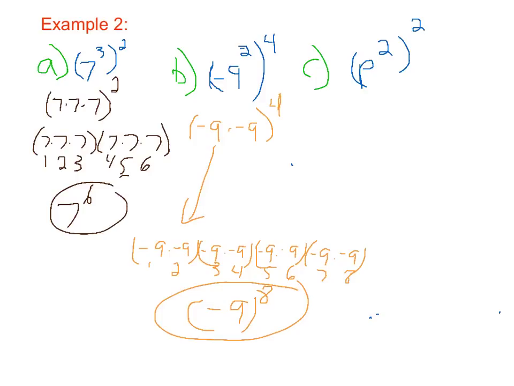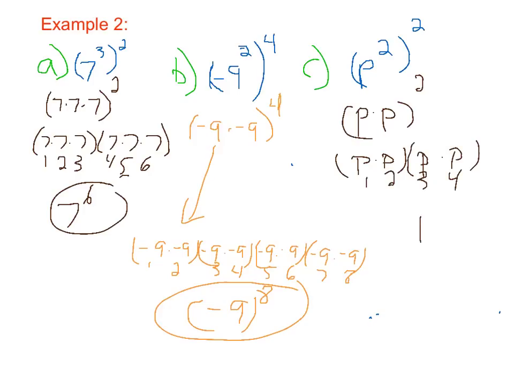Alright, looking at the last one here for 2, part C, p squared inside the parentheses, that means we've got p times p. But we still have to square that, so we have to take that twice. So p times p, and then p times p. Look how many p's we have. 1, 2, 3, 4. So this is p to the 4th.